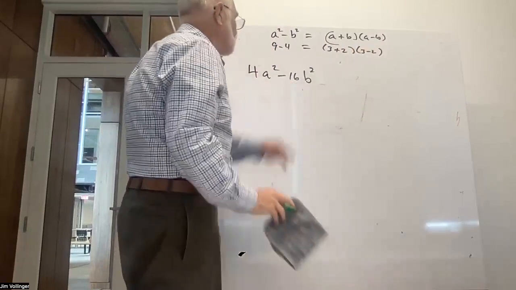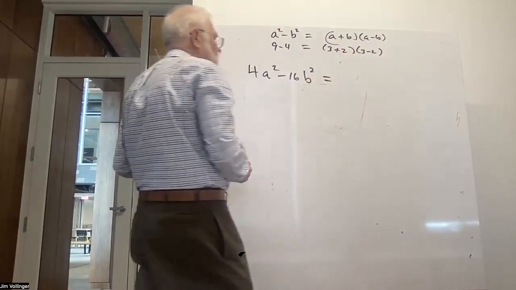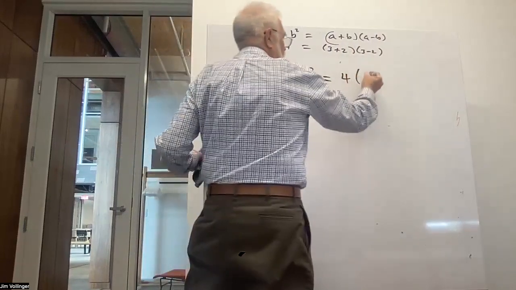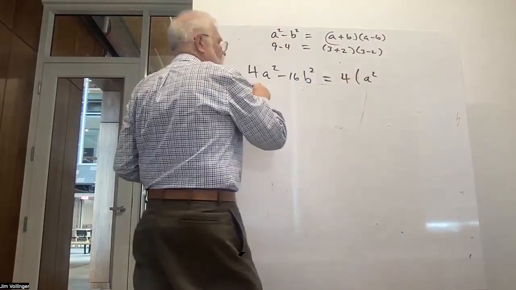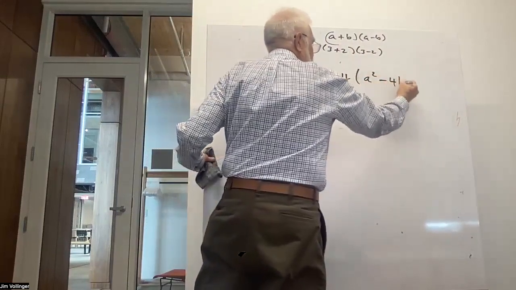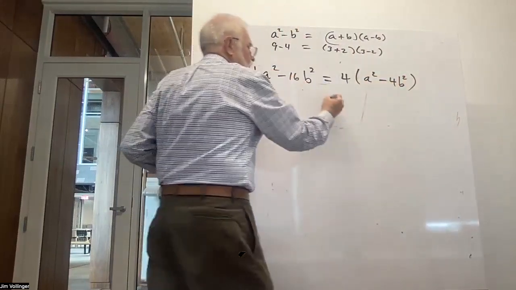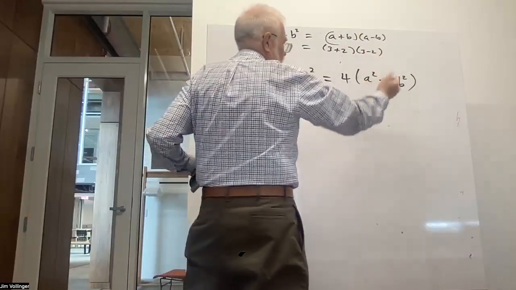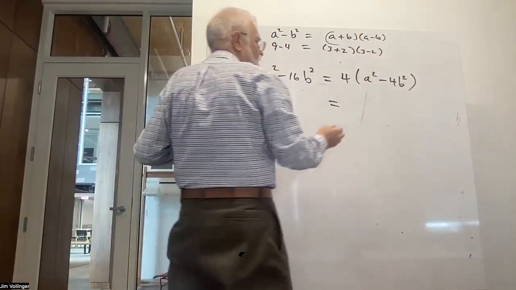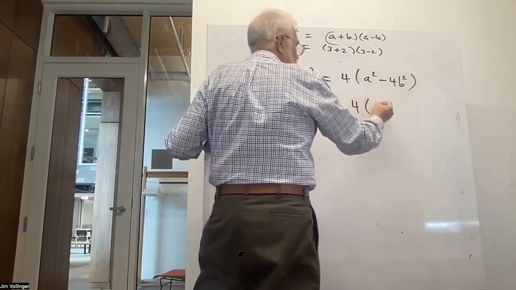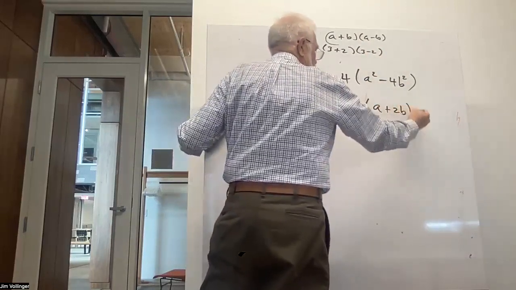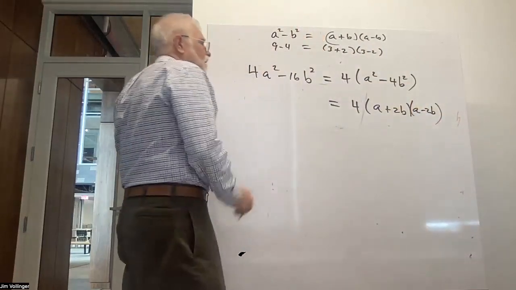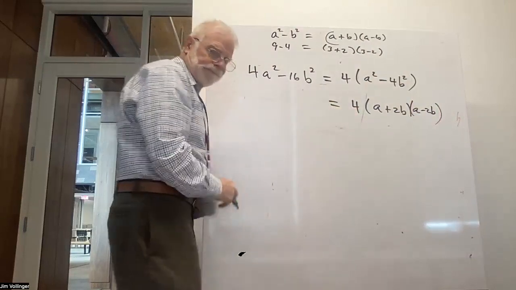But I gave you this one because the first rule of writing products is take out what's common, which in this case is 4. And 4 times a squared gets us the first term. Minus 4b squared gets us the second. And now we have the difference of two squares again. Any difference can be written as the sum of the square roots and the difference of the square roots. But this one becomes a plus 2b times a minus 2b. For all numbers. That could have been written this way.